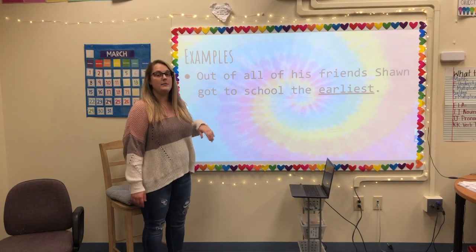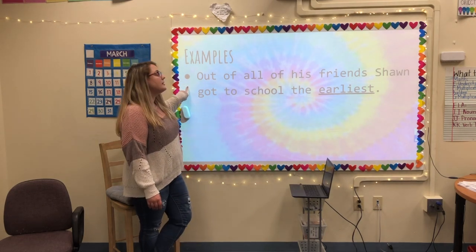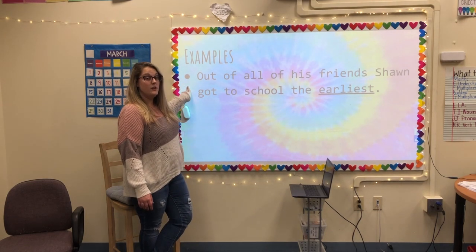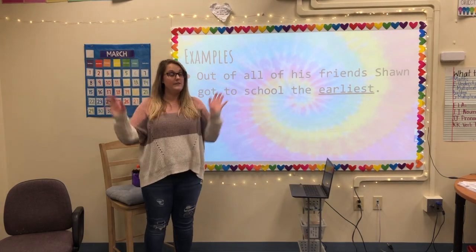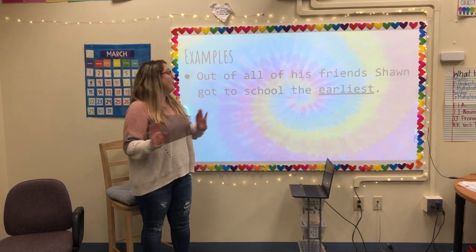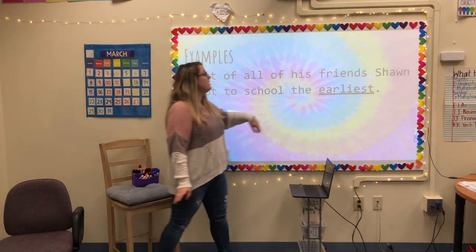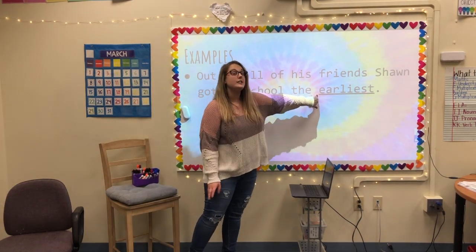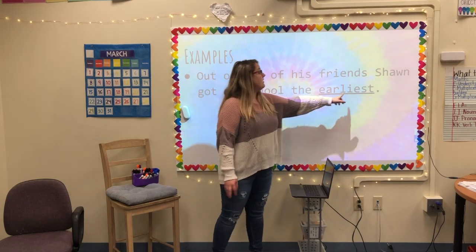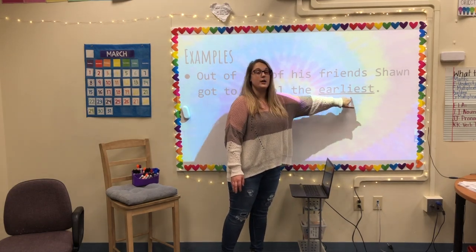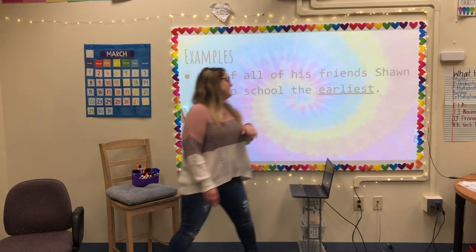Let's look at some examples. Out of all of his friends, Sean got to school the earliest. So again, we're looking at all of his friends, so that's more than two. And we're looking at the action of they got to school, and Sean got there the earliest. And again, there's that word early. We take the Y and we turn it into an I before we add the ending to it.